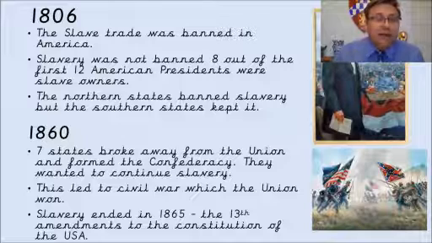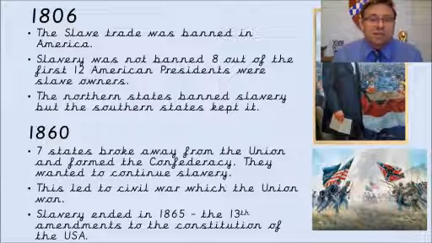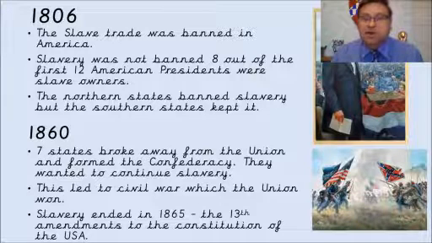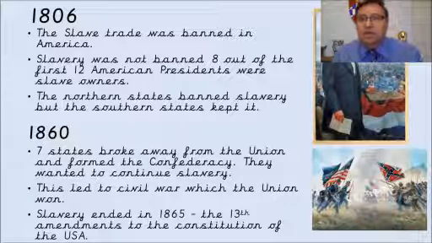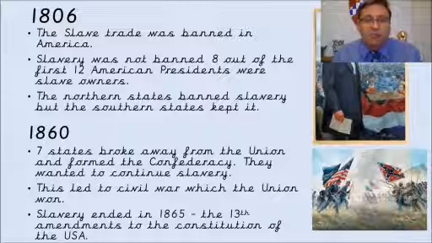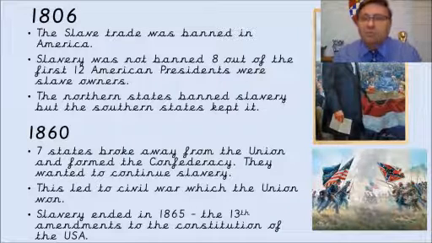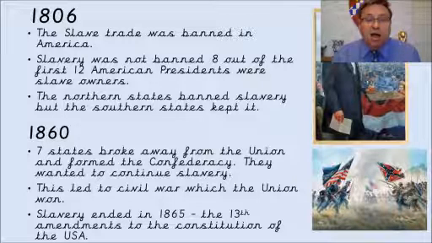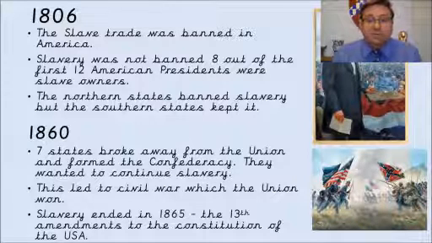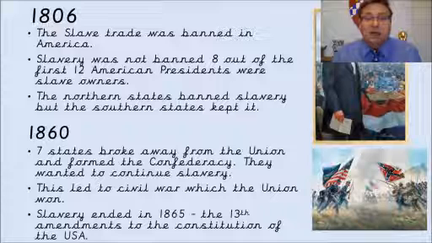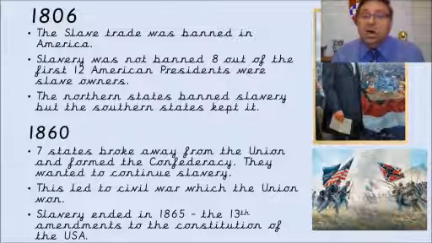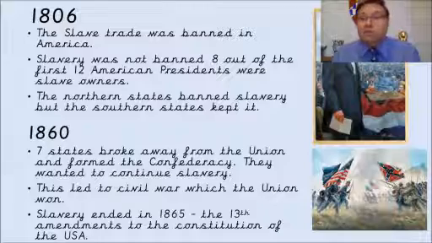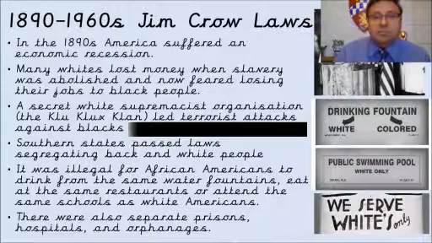By 1860, though, 7 states broke away from the Union and formed the Confederacy. These were mainly the slave-owning states down in the South, and this led to a civil war because they wanted to keep slavery and the North wanted to end slavery. But by 1865, the Unionists had won, the Confederate states were put down, and slavery was abolished and ended.